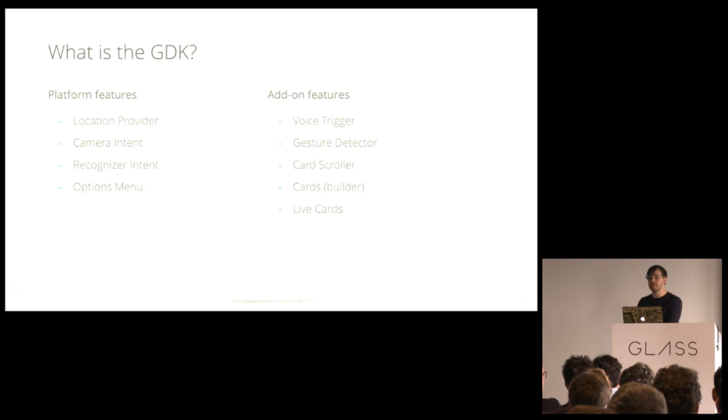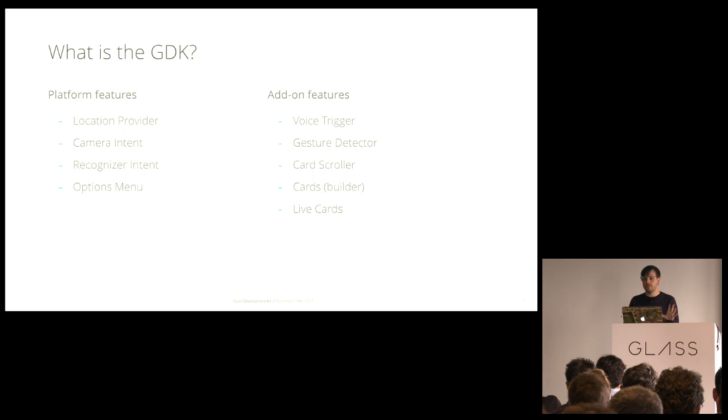Now, the add-on features, these are new things, right? And you use the add-on to get these. It's a voice trigger, which allows you to insert commands into the OK Glass menu. Gesture detection, so as you're moving around on the touchpad, you can capture those gestures. Cards and card scroller, which will allow you to build timeline cards and arrange them on a mini timeline in your glassware so the users can scroll through them like a Glass timeline. And then live cards. Live cards are the way that you can draw directly into the Glass timeline.